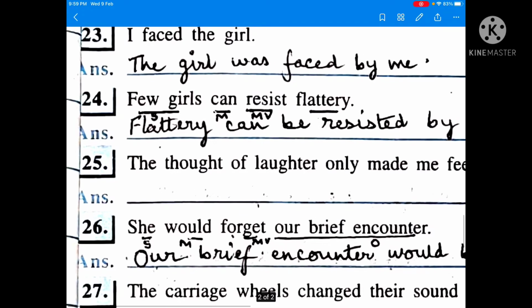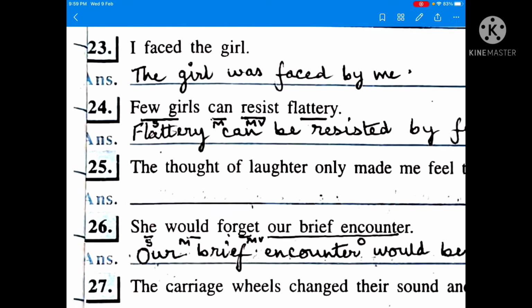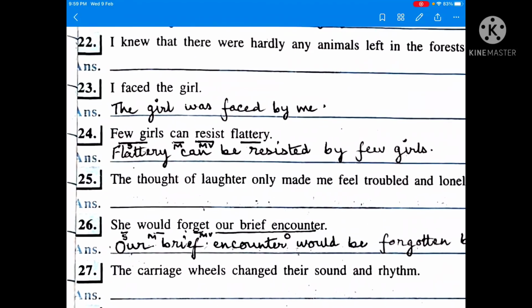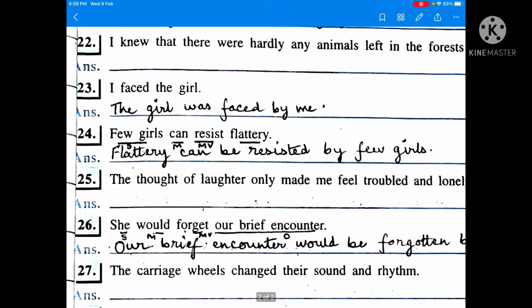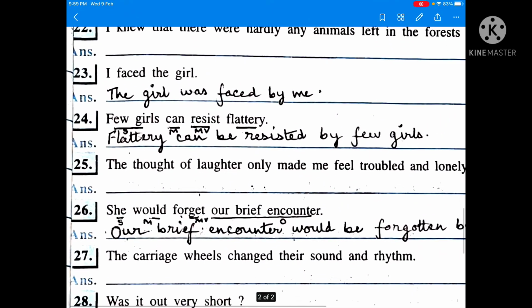Few girls can resist flattery. Few girls, subject, can, modal, resist, main verb, flattery, object. Flattery can be resisted by few girls.